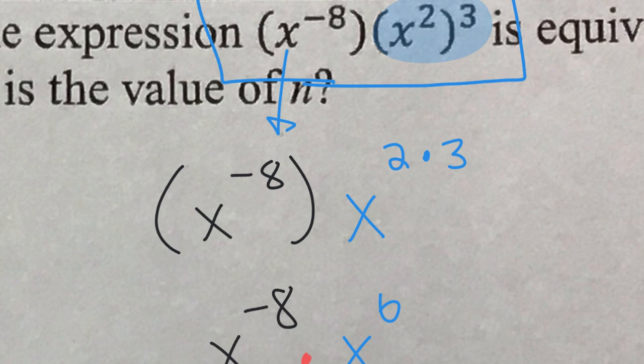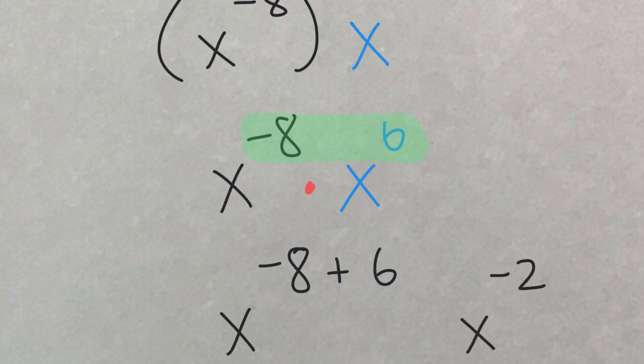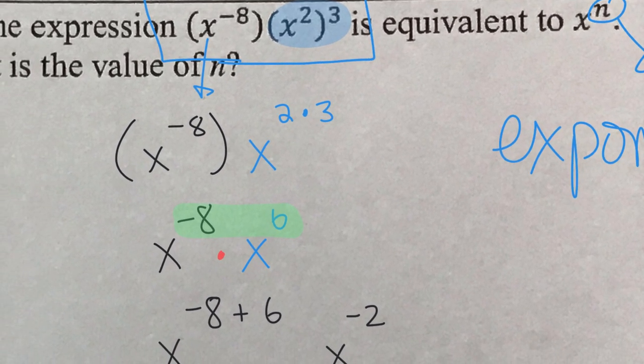And what is the operation that happens between these things when we are multiplying their x's together? That operation is addition. So we're going to add these two things together. Okay, adding the exponents. When we have two letters, we are adding the exponents. So negative 8 plus 6 is negative 2. Okay, and that's really what we're being asked for. What is the exponent when you simplify this down? The exponent is negative 2.